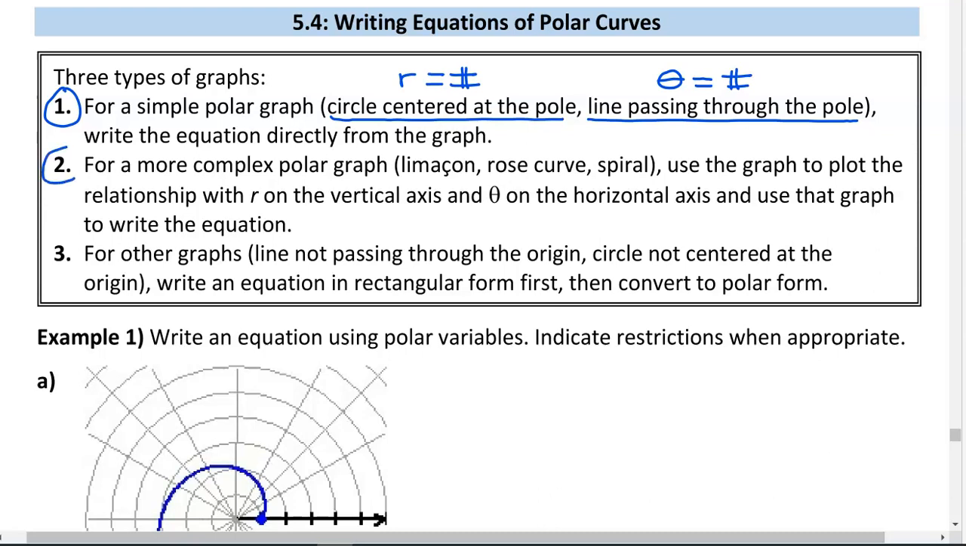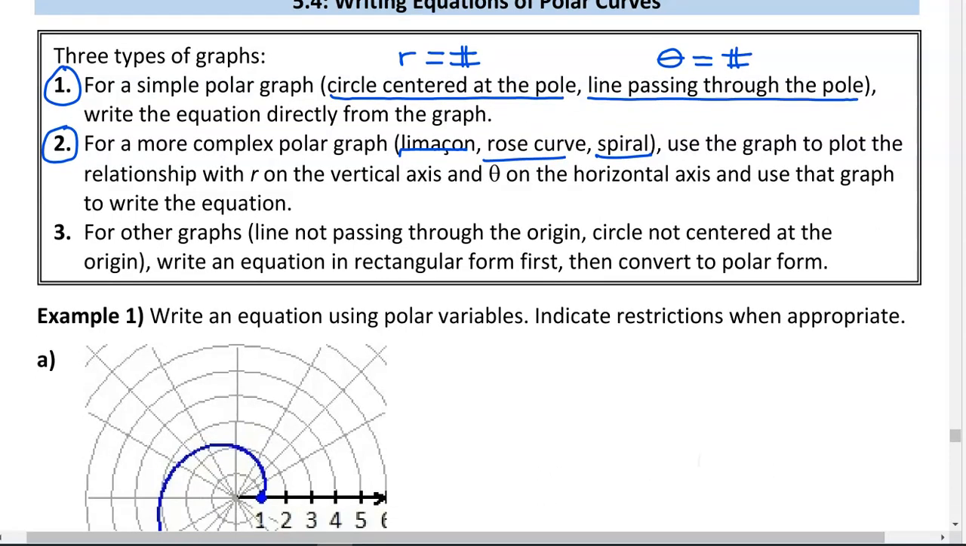Number two, for a more complex polar graph, that is a limacon, a rose curve, or a spiral, we're going to use the graph to plot the relationship with r and theta on the vertical axis. And so r is on the vertical axis and theta is on the horizontal axis. And then we're going to use that graph to write the equation.